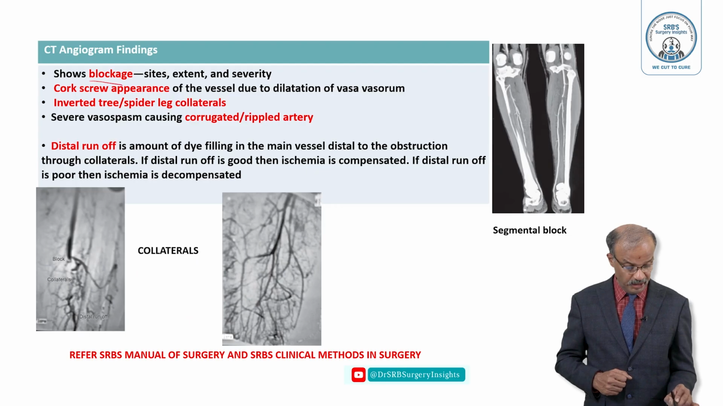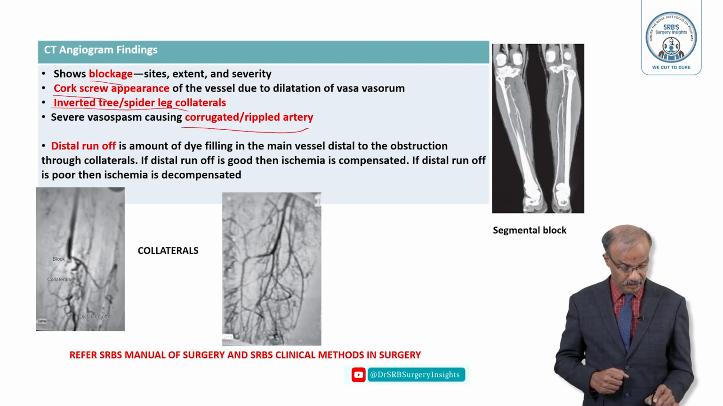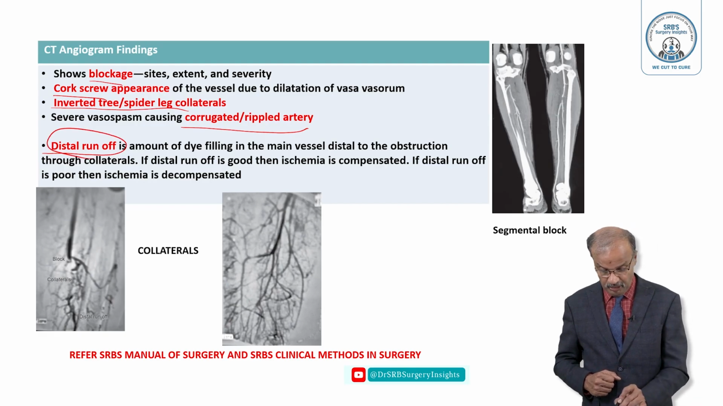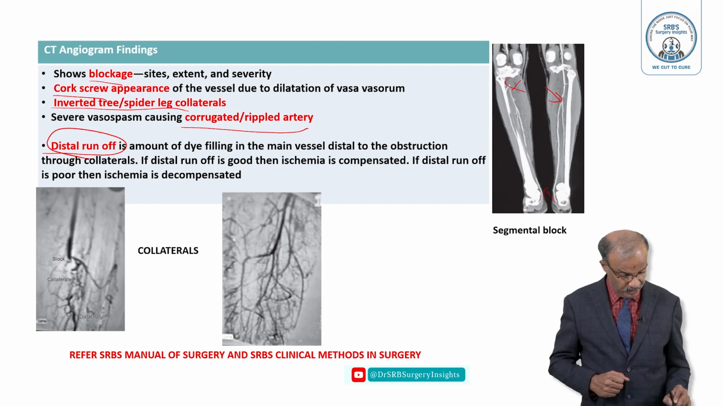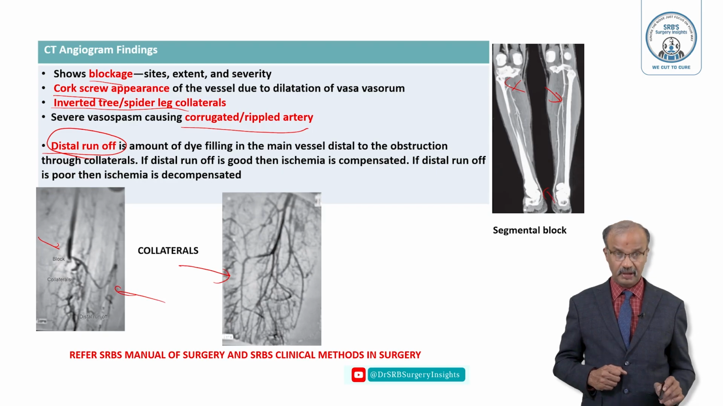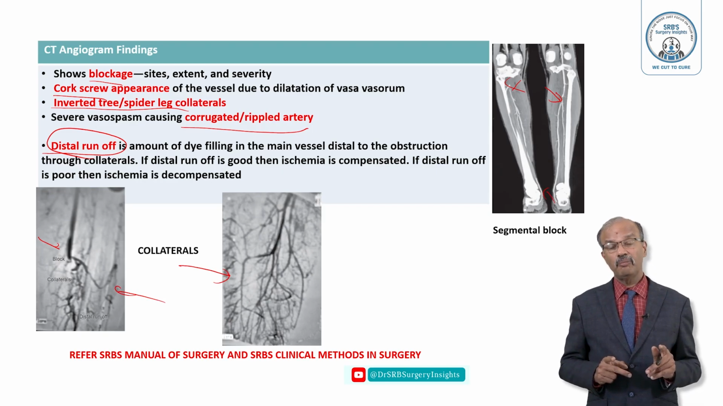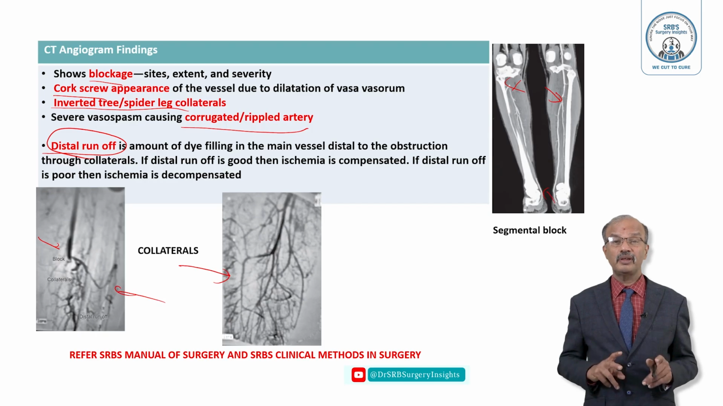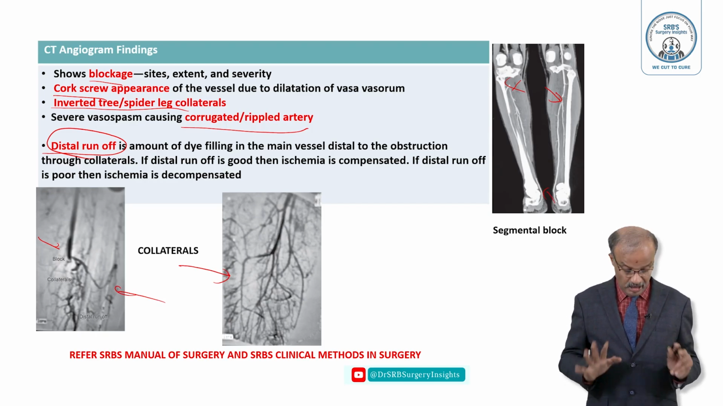I already told you: blockage, corkscrew, inverted tree or spider leg, corrugated rippled artery. Distal runoff is the most important. See that this is the blockage here. This is the narrowing here, but perfusion is there. See the blockage here. See the collaterals here. All these things are the collaterals. So good collaterals are better for the limb, and you will be able to save the limb. If collaterals are also blocked along with the main vessel, the outcome is poor, the limb will not be saved. Eventually, they will land with amputation.